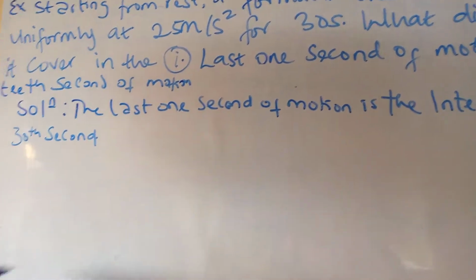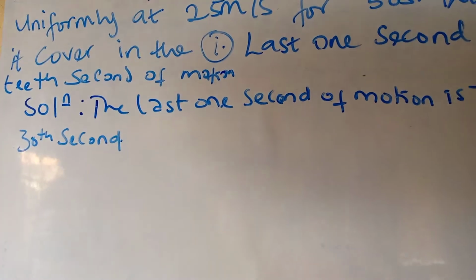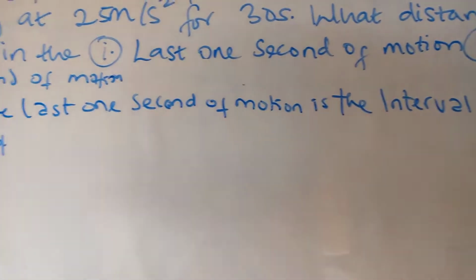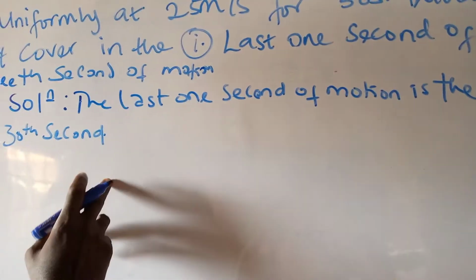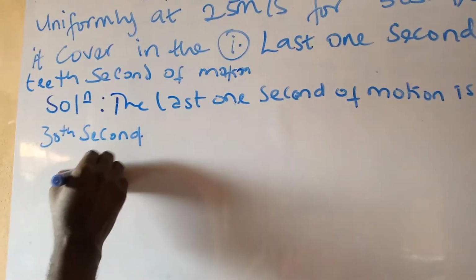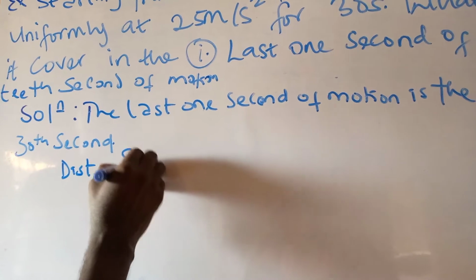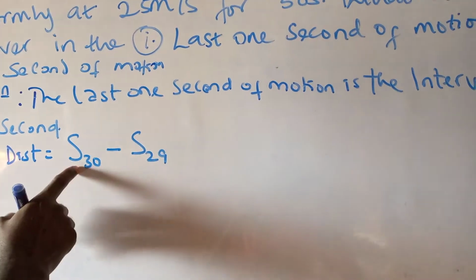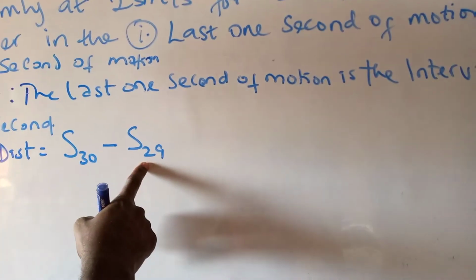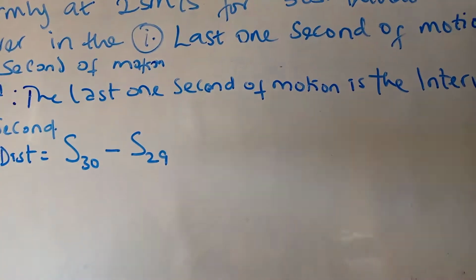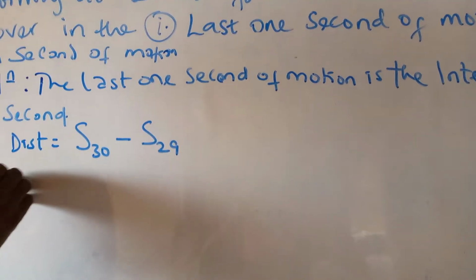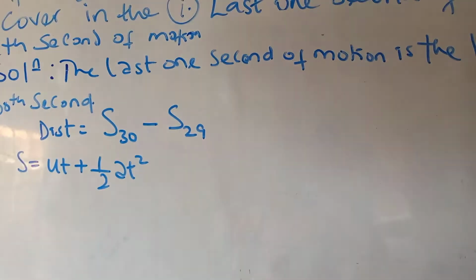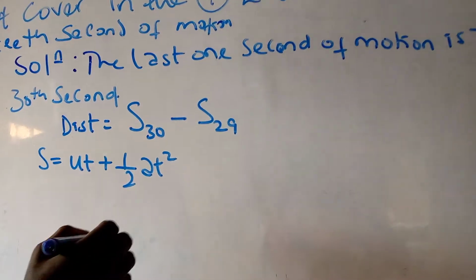Okay, so we can now calculate the distance by subtracting the distance at 29 seconds from the distance at 30 seconds. So what we do is, you say distance s equals the distance in 30 seconds minus the distance in 29 seconds. Okay, so we can use our second equation of motion, ut plus half at squared. So we use that for this.